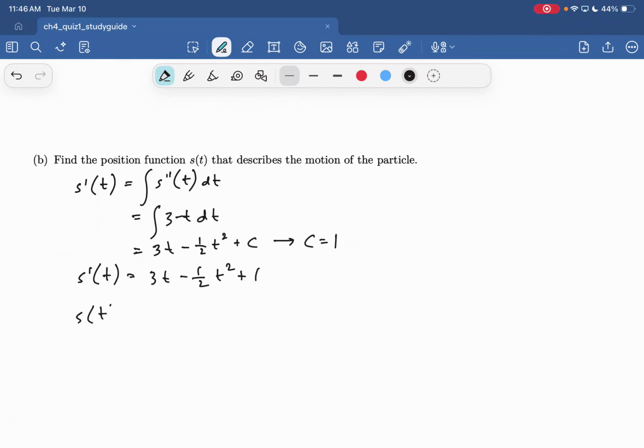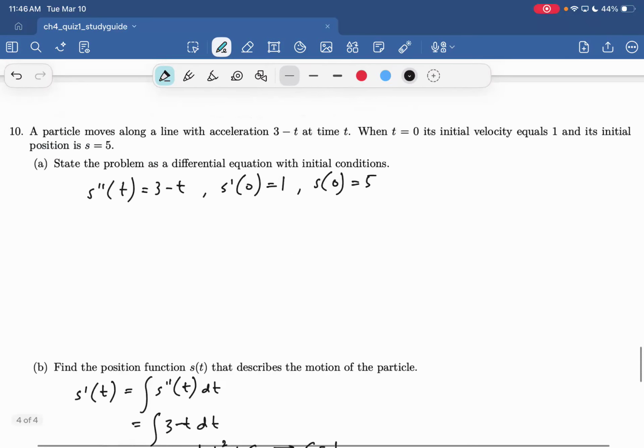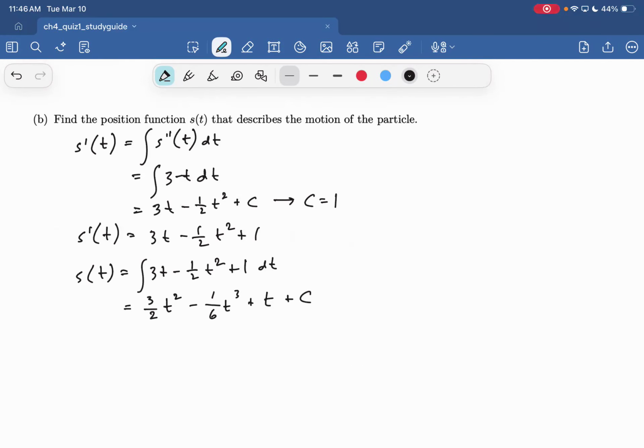Now to find the position, we just integrate the velocity. So that's the integral of 3t minus 1/2 t squared plus 1 dt. If we integrate that, we have 3/2 t squared minus 1/6 t cubed plus t plus c. Now c should equal 5 because when we plug in t equals 0, we should get 5. And so the final answer is going to be 3/2 t squared minus 1/6 t cubed plus t plus 5.